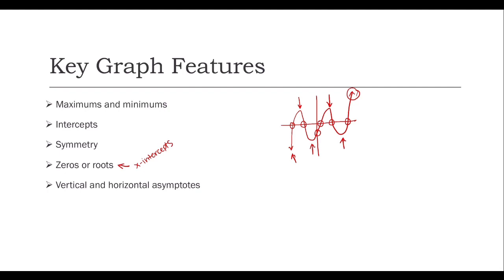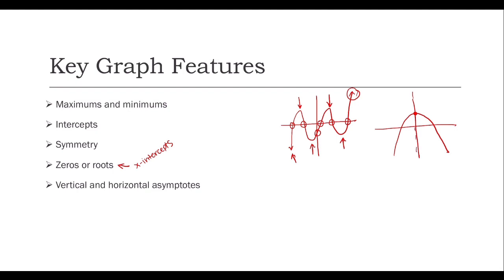You'll have symmetry if your graph can be divided along a point or a line. So in a graph like this, like your quadratic function, you'll have symmetry where x is equal to your vertex point.